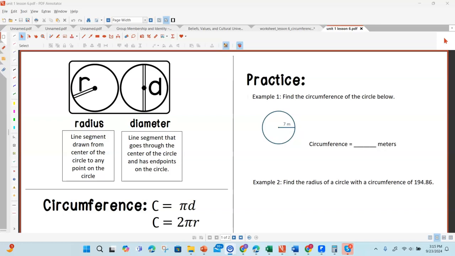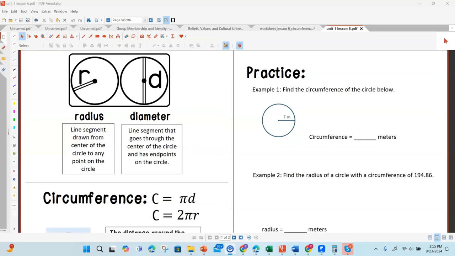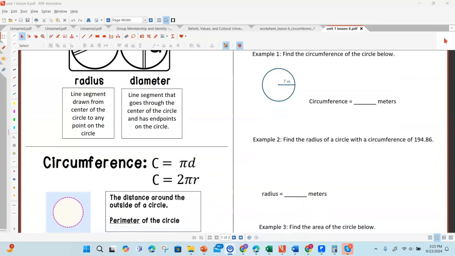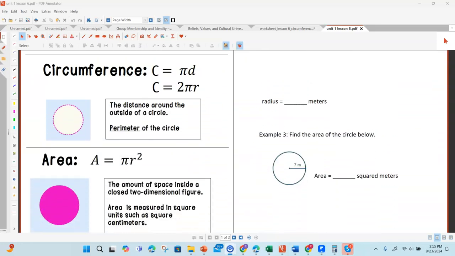Diameter is a line segment that goes through the center of the circle and has endpoints on both sides of the circle. So we have one here, all the way through the center to the other side of the circle. We need to have this piece of information to be able to find our circumference and our area.